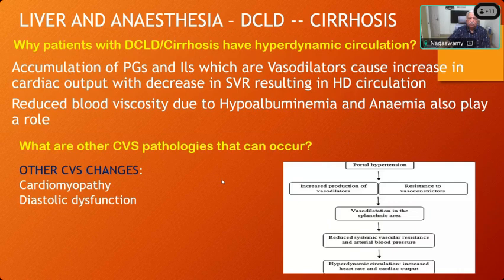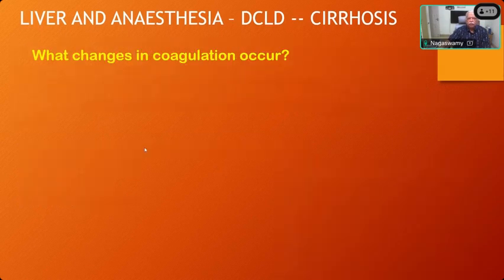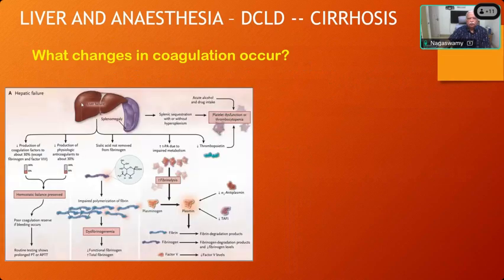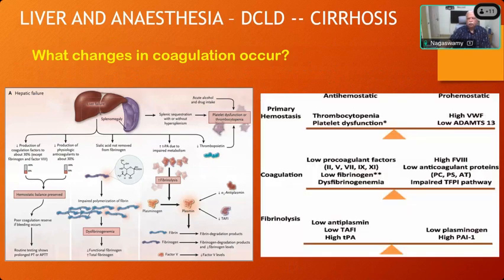What other serious pathologies can happen? It can produce cardiomyopathy and diastolic dysfunction. What changes in coagulation occur? Of course, we have seen that earlier also. Platelet dysfunction, thrombocytopenia, hemostatic balance is reduced, dysfibrinolysis. So all steps of the coagulation cascade can be altered. And this is another picture to show how primary hemostasis is affected, how coagulation is affected, and how fibrinolysis is affected.